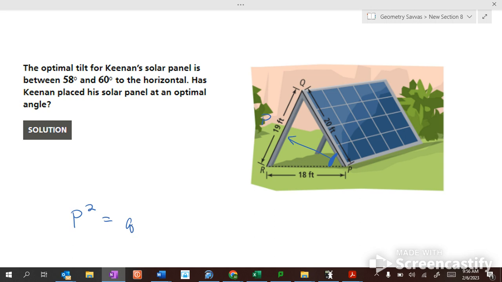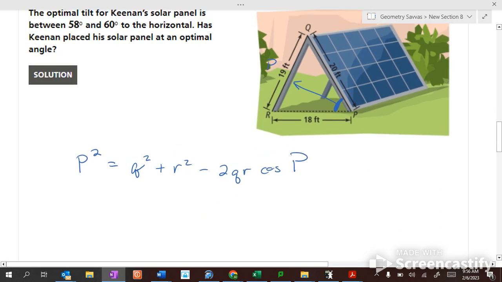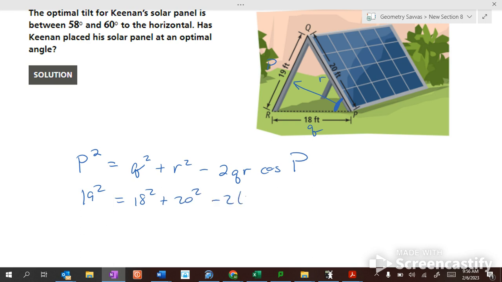Q squared plus R squared minus 2 times Q times R cosine of P. So we can fill out the numbers, because this is P, this is Q, and this is R. So 19 squared equals 18 squared plus 20 squared minus 2 times 18 times 20 cosine of P.